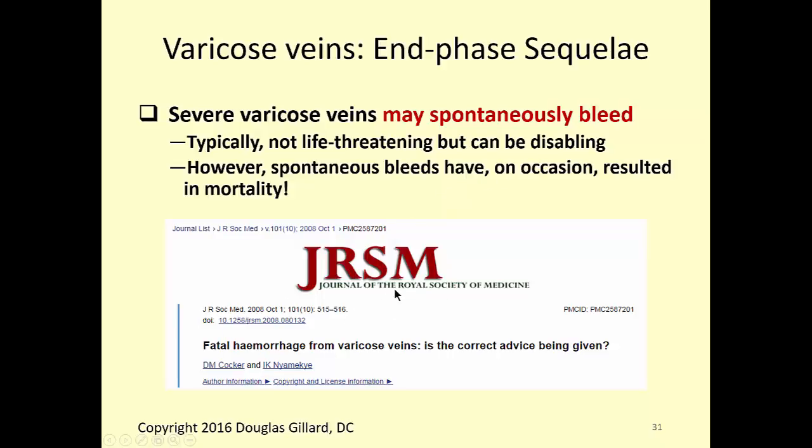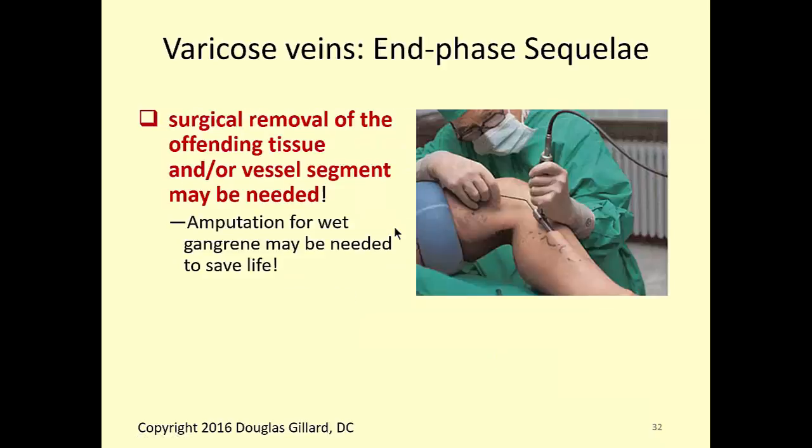Here's the Journal of the Royal Society of Medicine, quite a prestigious journal. Here's a report back in 2008 of a fatal bleed from a varicose vein. So they're trying to make physicians aware that with these things, venous insufficiency, varicose veins, you've got to not just blow them off as being nothing, because they can cause trouble. Surgical removal can be accomplished if they start getting real ugly, or if you start having trouble with thrombus formation in there. Or, of course, surgical removal of your limb, if you start having wet gangrene.